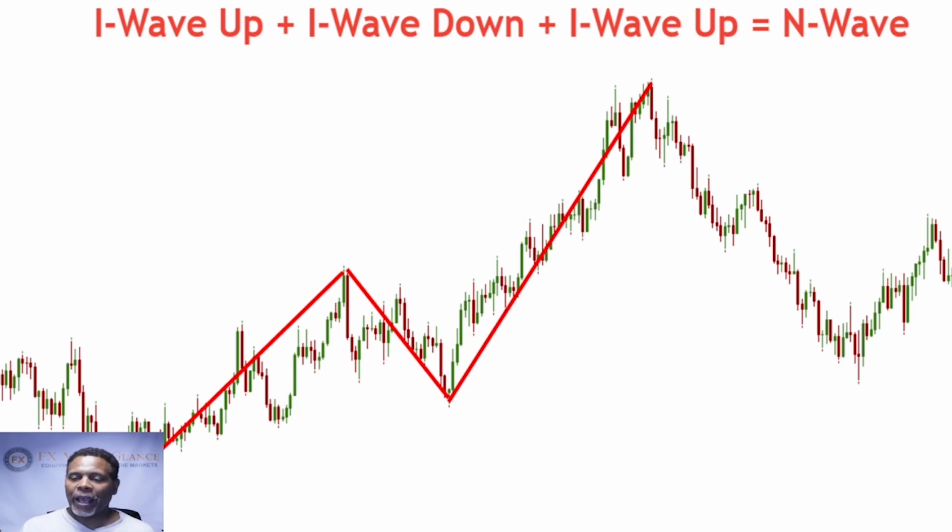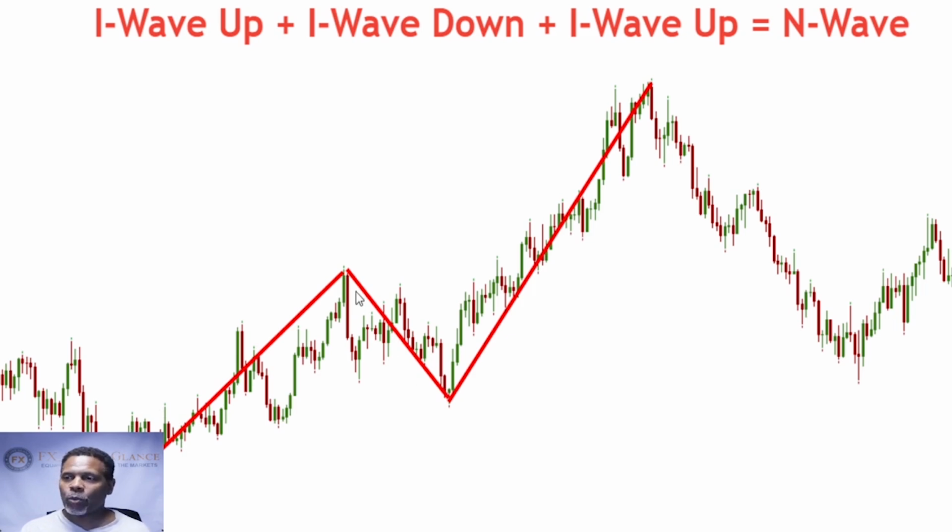And then finally, you have the 3 wave formation that the market basically moves in throughout. And this is the N wave. So you have the I wave up, I wave down plus an I wave up equals the N wave. So now you have an N wave based off of the market moving 3 waves, 3 consecutive I waves make this one N wave formation.